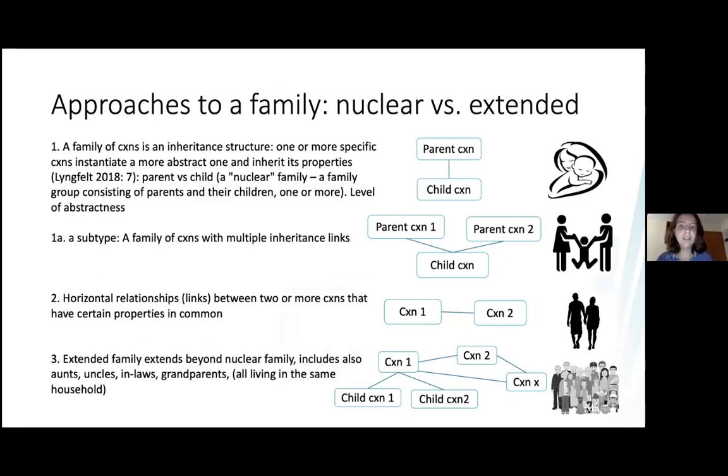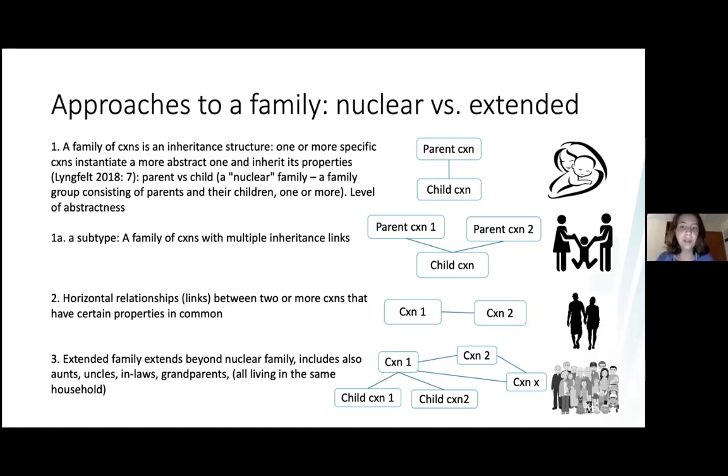Here, the family metaphor is used in the terms parent and child construction. Since the focus is on parent versus children, we can call this a nuclear family. A subtype of this would be a family of constructions with multiple inheritance links, for example, with 2 parents. In the Russian Constructicon, we sometimes have both parent and child constructions as distinct entries when one of specific lexical instantiations of a more general schema becomes very entrenched, very highly frequent. Then we represent it as a separate entry.